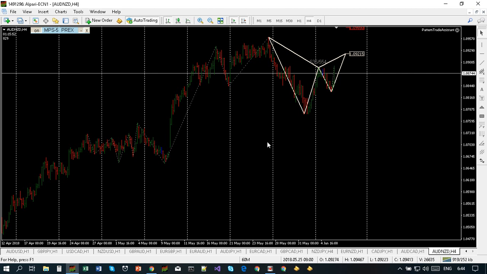It is the approach of Bryce Gilmer, the creator of the butterfly pattern. It is also the approach of Larry Pesavento, the author of the Trade What You See book, and some others. They say that Larry Pesavento was a teacher and mentor of Scott Carney, but I didn't find any facts supporting that, but who knows? Okay, so what is this approach?